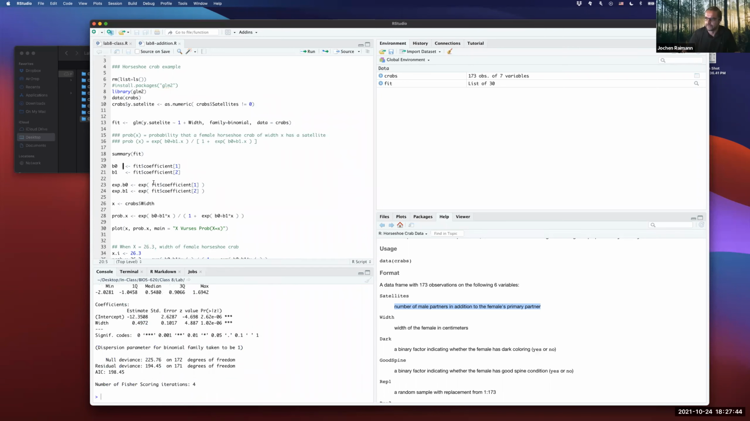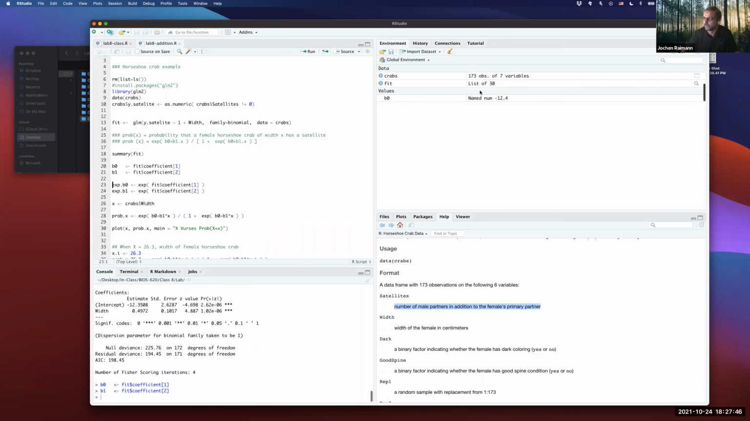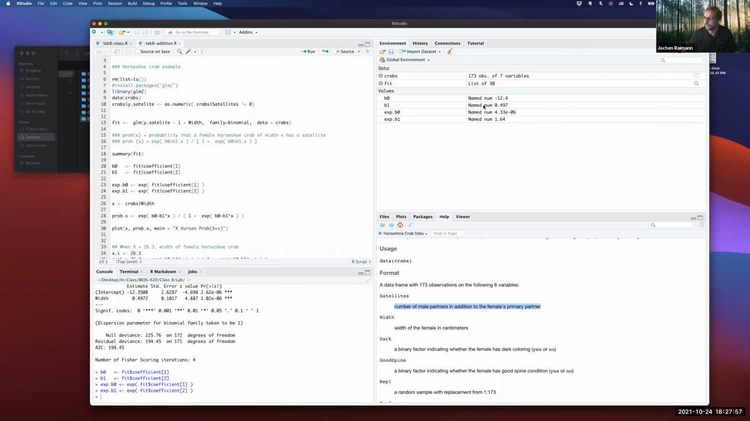We can now extract the coefficients and load them into a package. So we have now -12, which is our intercept. We have B1, which is our 0.4972. Exponentiating that, we're getting 1.64. So there's 1.64 higher odds to essentially get additional partners with a greater width.